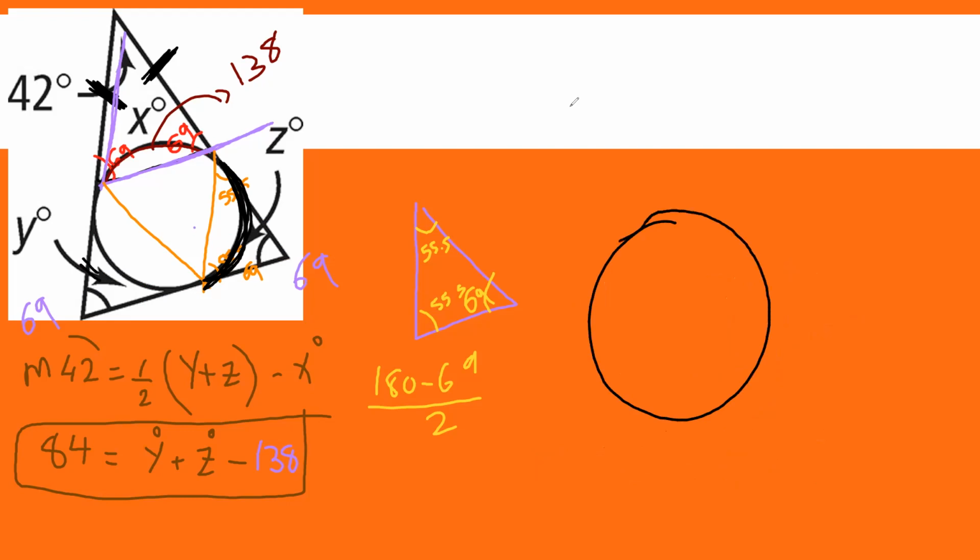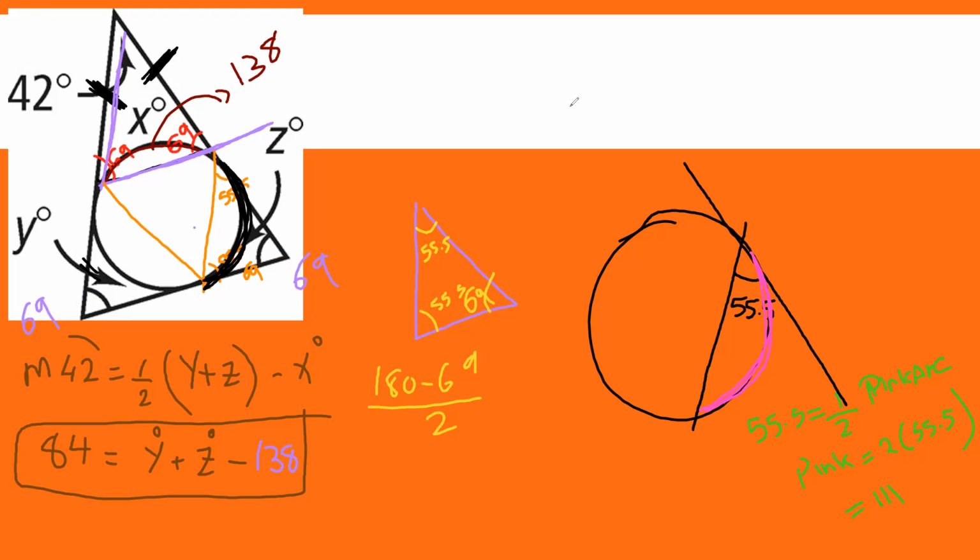Then here you have a circle. And for this circle here, you have a chord and you have a tangent line. And here you have an angle which is 55.5. Now, if this is 55.5, what is the measure of this arc? It will be 55.5 equals half times this major arc, the pink arc. So the pink arc will be 2 times 55.5, which is 111.